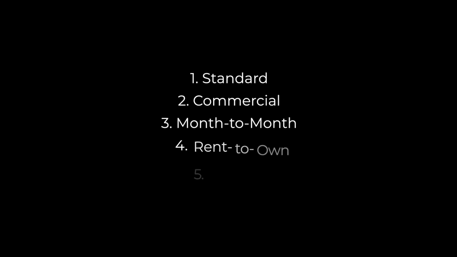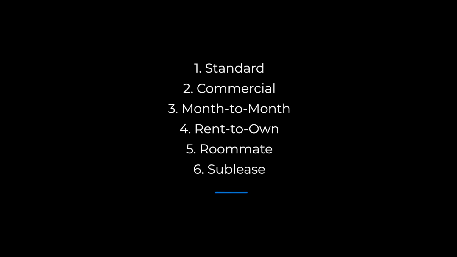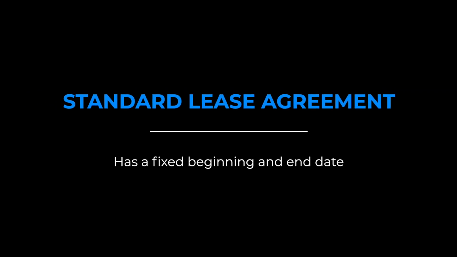First, let's talk about types of rental leases. An Arkansas lease agreement is a form that authorizes the rental of a property to a qualified tenant. There are 6 types of lease agreements in Arkansas: standard, commercial, month-to-month, rent-to-own, roommate, and sublease. A standard lease agreement has a fixed beginning and end date.